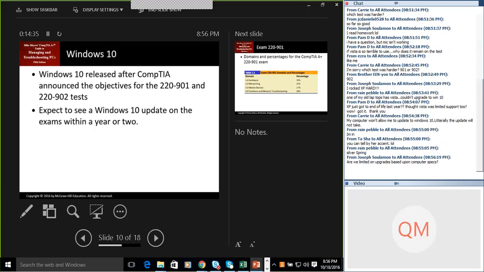I lost the word. Their own levels of certs. Because like the CCNA, and they have the CCENT. Right. There are levels to their certifications.